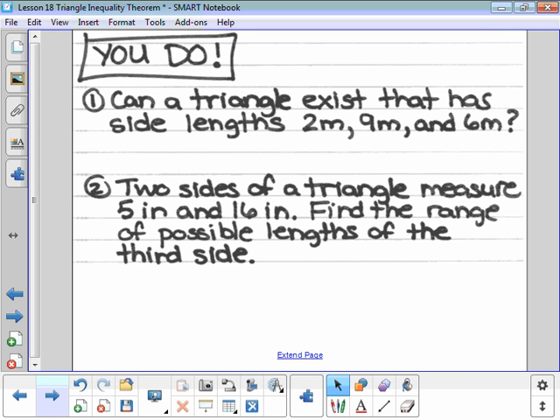So 2 problems for you to do. The first one, I want to know if that triangle can be built, if it exists. And the second one, I want to know the range of possibilities for the third side length. Do them so that we can discuss them. You can ask me questions about them, and then we can practice.